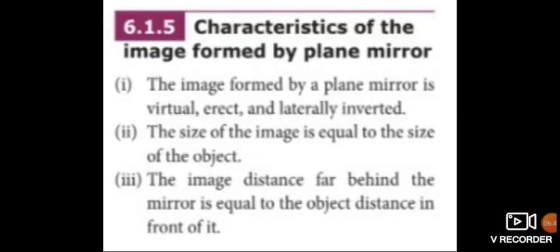Next, characteristics of the image formed by plane mirror. First, the image formed by a plane mirror is always virtual, erect and laterally inverted. The size of the image is equal to the size of the object. The image distance behind the mirror is equal to the object distance in front of it. That we discussed just now.